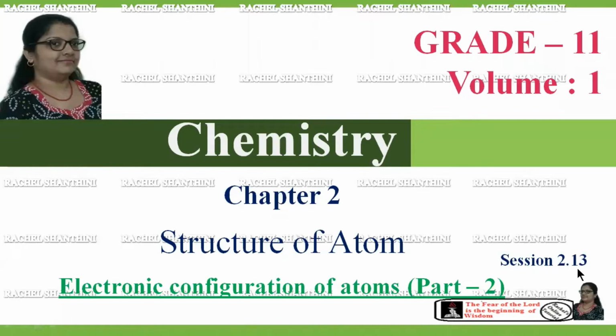In this session 2.13 from chapter 2, Structure of Atom in grade 11, we are going to discuss the electronic configuration of atoms with atomic number 21 to 30. Before getting into today's concept, let us recall all the topics that we have discussed in the previous sessions.